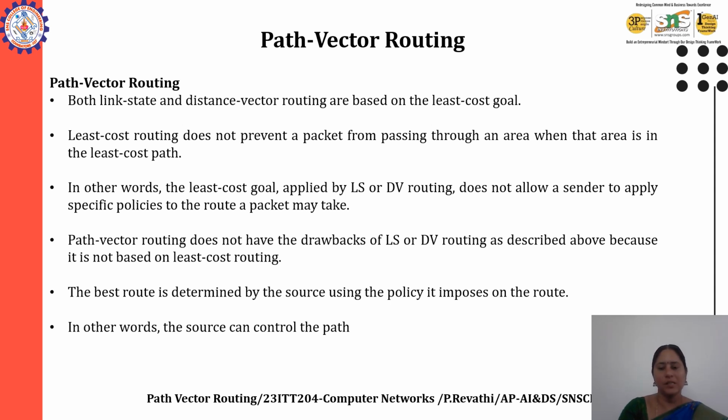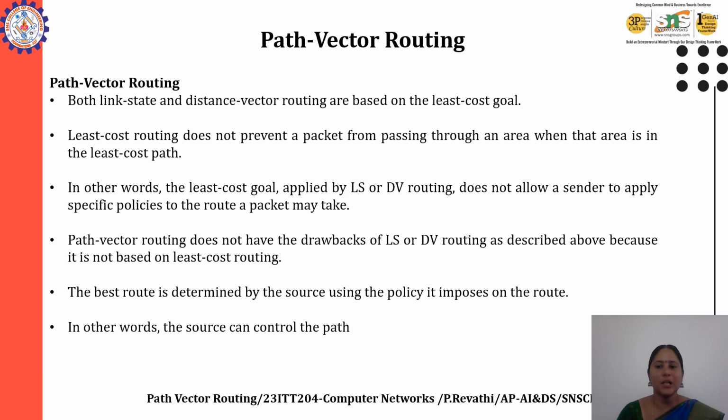Now we will see about limitations of least cost routing. Now here is the issue with the usual least cost routing methods. Let's say there is a part of the network you don't want your data to pass through. Maybe it is insecure, congested, or unreliable. With link state or distance vector, you don't really have control. If it is part of the shortest path, your data will still go through it.